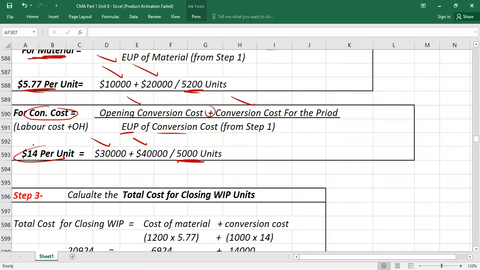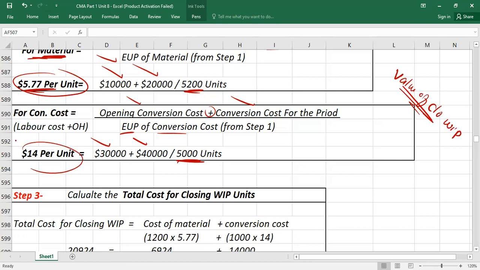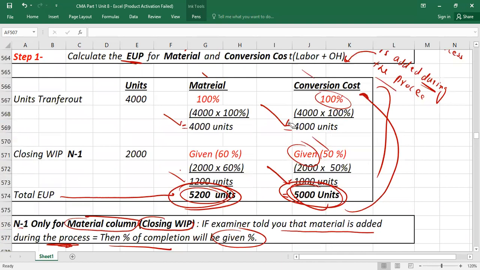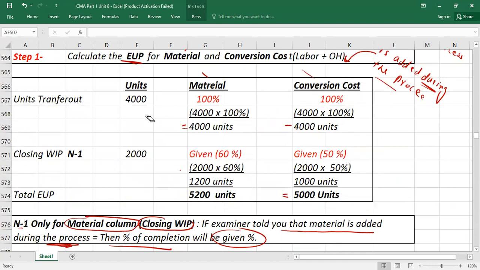See, step three I'm going to do. For example, I want you guys to calculate value of closing work in process. How will you do it? Don't forget step number two answers. For material cost, what's the answer? 5.77 per unit. And for conversion cost, what's the answer? $14 per unit. I'll go back to step number one, because here I need that information. I want to calculate value for what? Closing work in process.